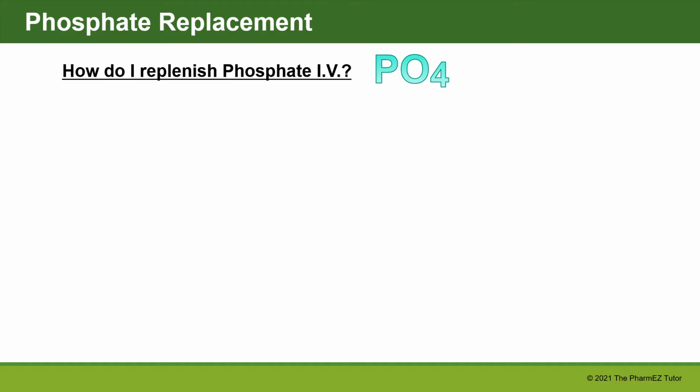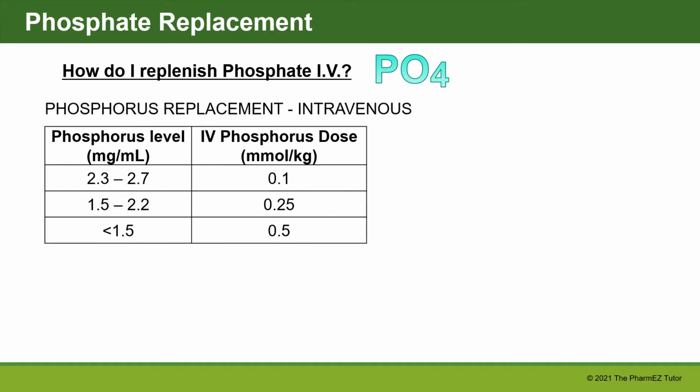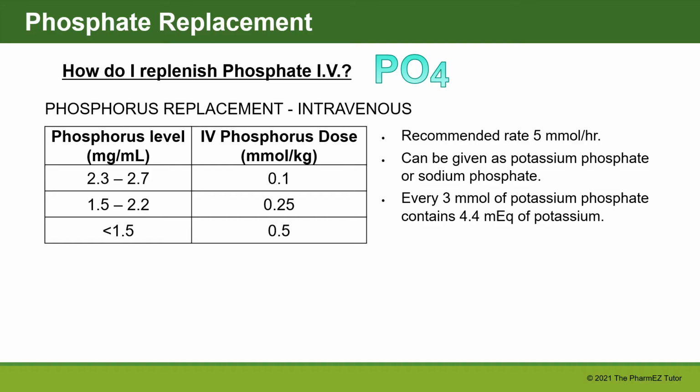Another question that's often asked is, how do I replenish phosphate IV? This can easily be done by following the table below. For a phosphorus level between 2.3 and 2.7, we give 0.1 millimole per kilogram of IV phosphate. A level of 1.5 to 2.2, we would give 0.25 millimoles per kilogram of phosphate, and a phosphorus level less than 1.5, we will give 0.5 millimoles per kilogram of phosphate. The recommended rate is 5 millimoles per hour, and this can be given either as potassium phosphate or sodium phosphate.